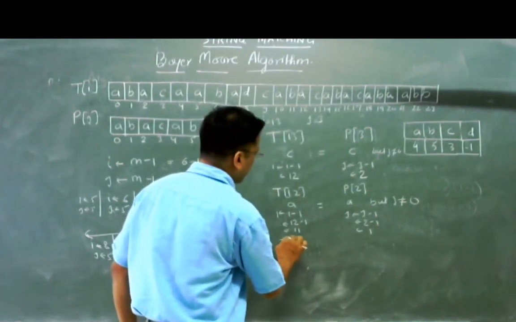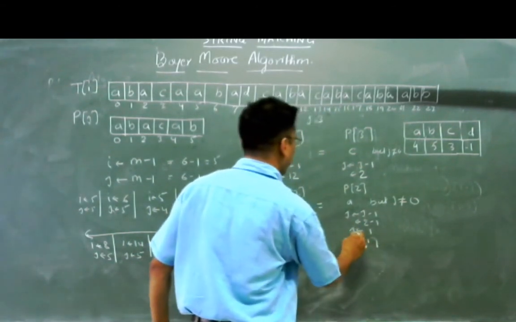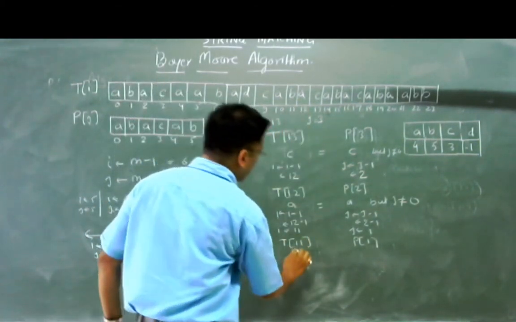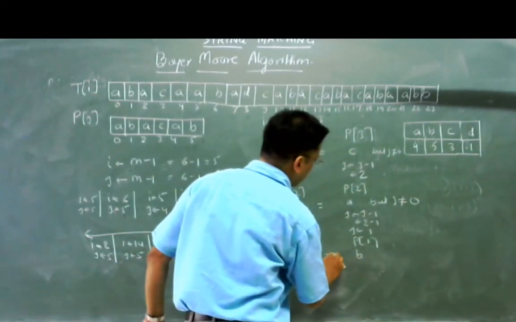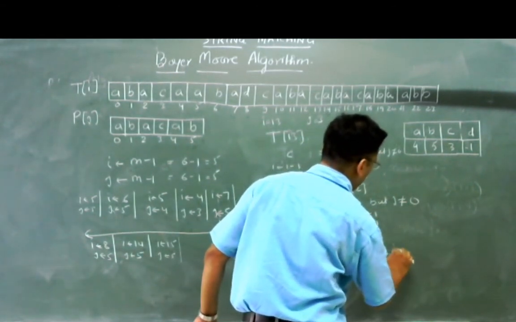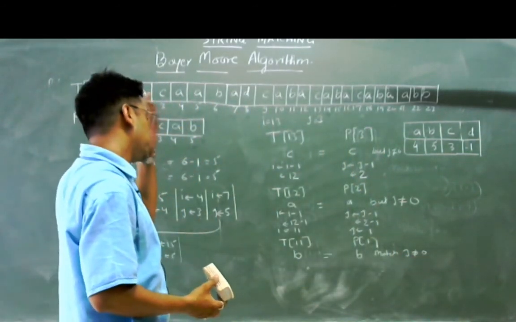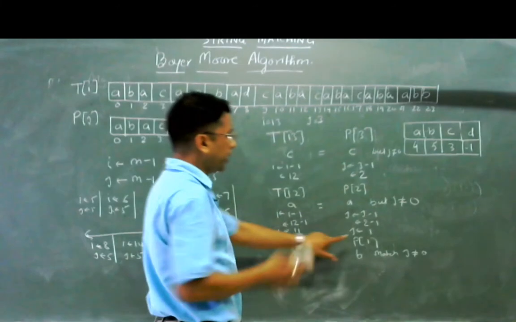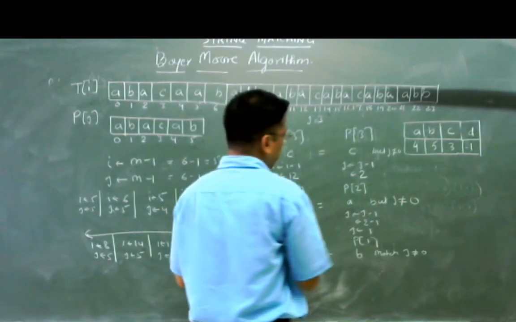Now we shall compare T11 and P1, because this is the value of j and this is the value of i. At position number T11 the element is B, and at position number 1 the element is B. So both are equal. Match, but j is not equal to 0. Okay, so for the position, I am rubbing this part. i is equal to 11 and j is equal to 1.